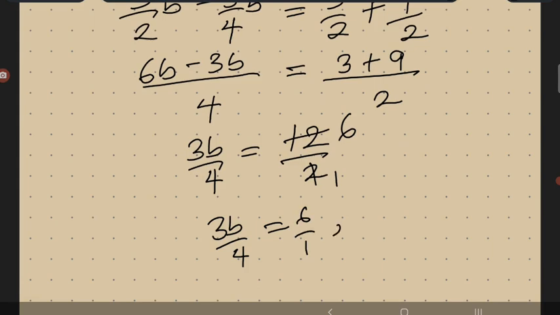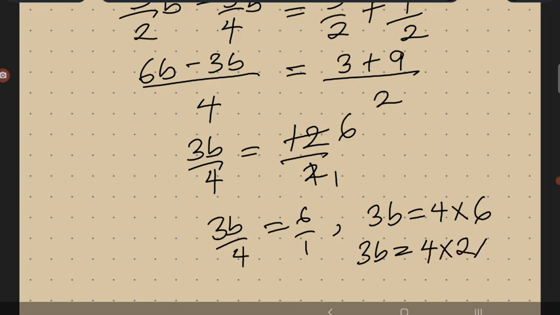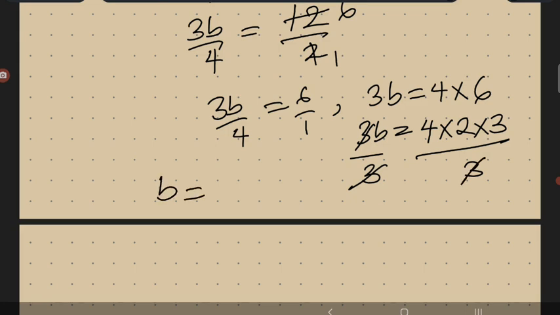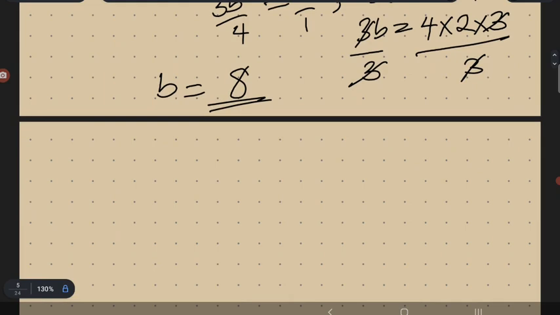We can still continue to have 3b is equal to 4 times 6. So remember that 3b can be written as 4 times 2 times 3. So let's make b the subject of the formula. This will cancel this, and b will give us 8. So let's do the last example, to help you understand a simple equation.